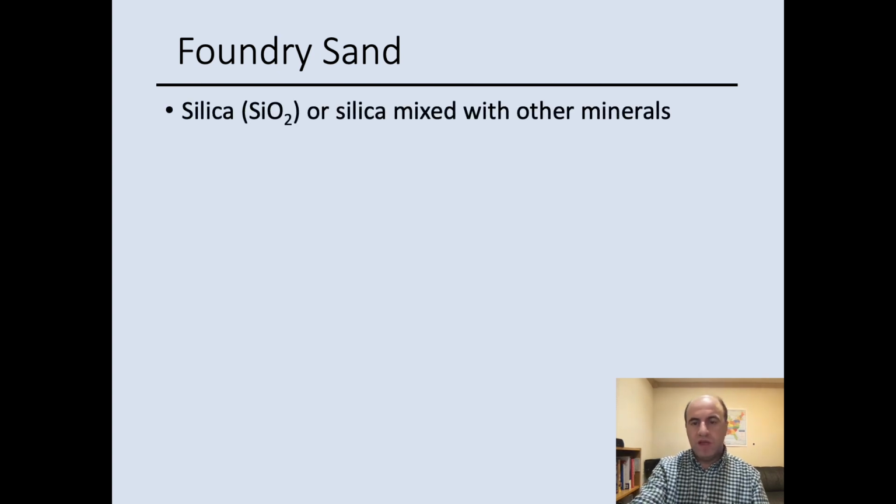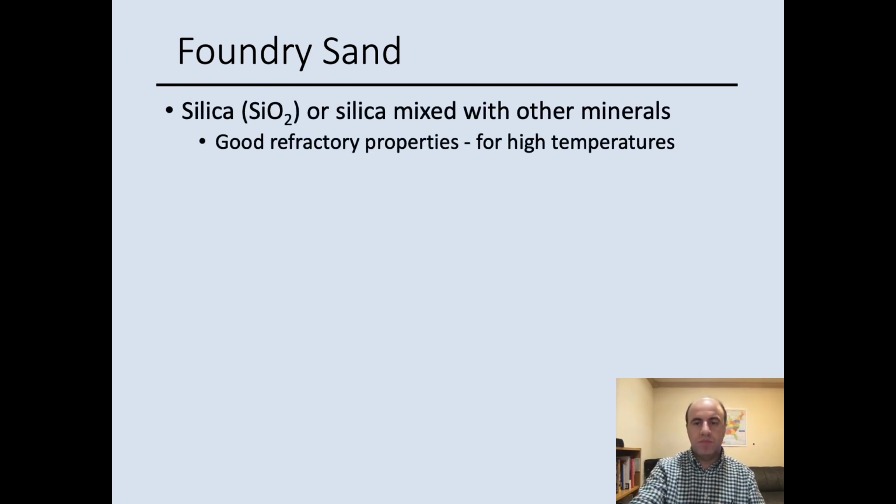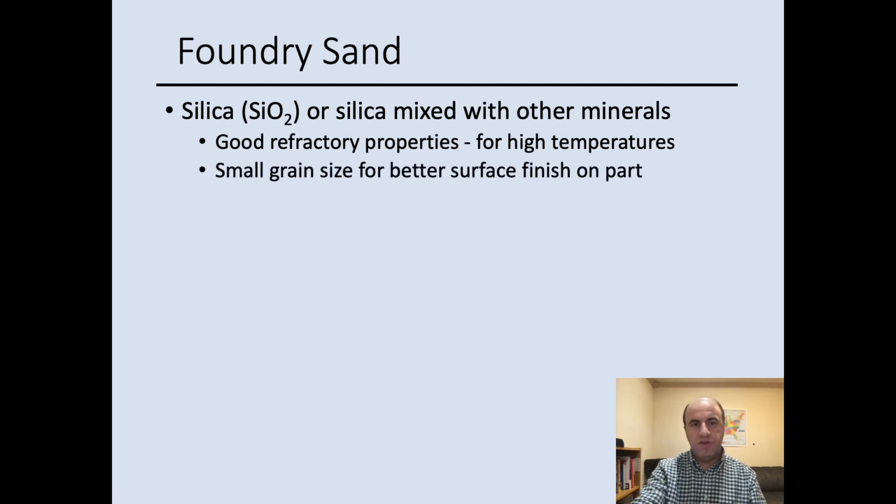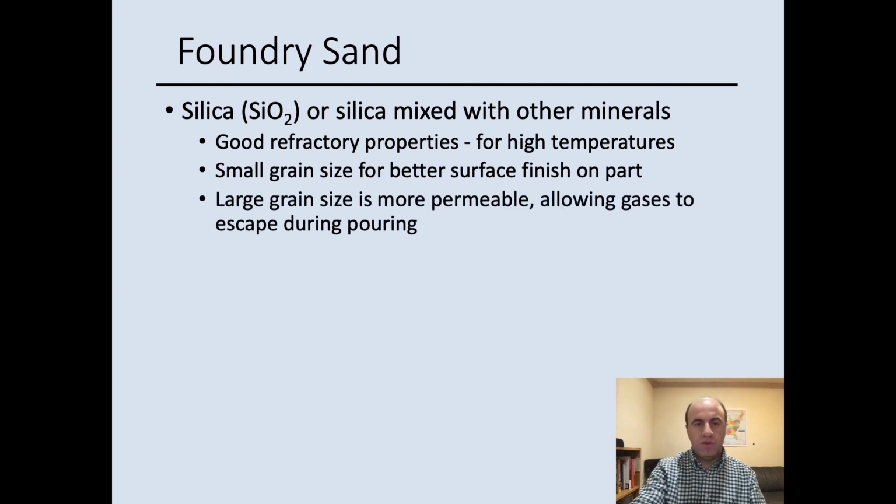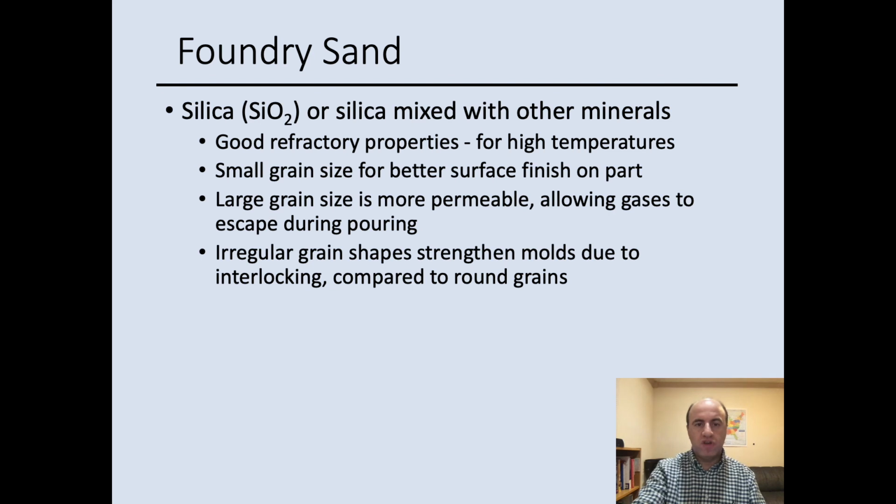For the sand, we also need some specific properties. In the sand, we use silica, SiO2. Sometimes we mix it with other minerals. The sand should have a good refractory property for high temperature use. If you use a small grain size for the sand, it gives you better surface finish on the part. If you use large grain size for the sand, then the mold is going to be permeable. It allows the gas to escape.